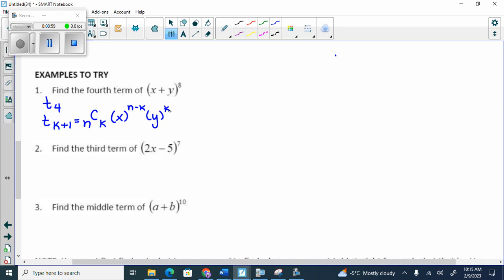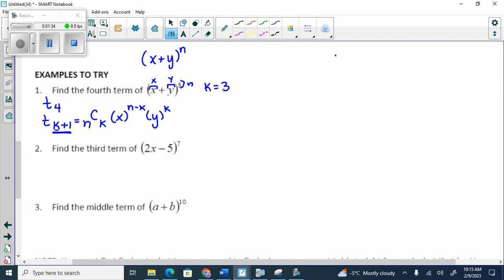So, in the formula, it has to be in the form (x + y) to the n. So I know x in this case is actually x, which is kind of nice. y is actually y. n is actually 8. What's k? 3. Because I know this needs to be T4, right? So k has to be 3, because 3 plus 1 is 4. Do you agree? Now I have all four things I need.